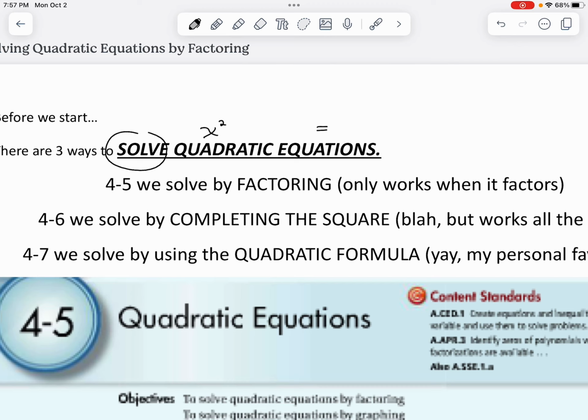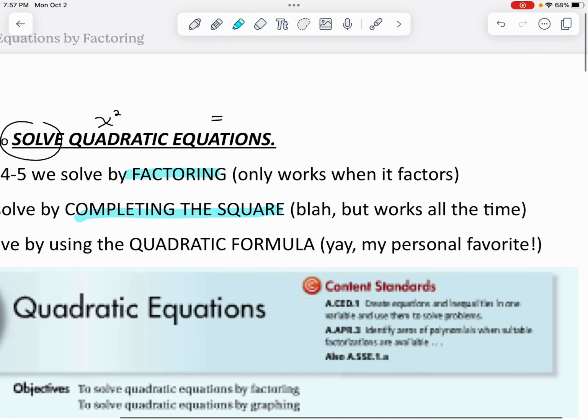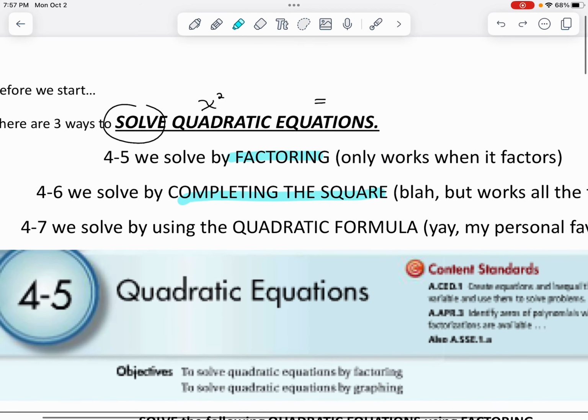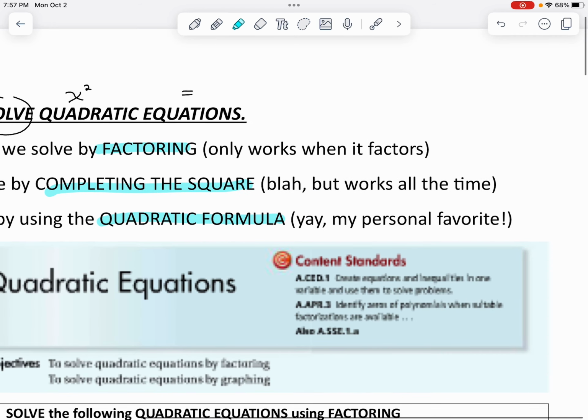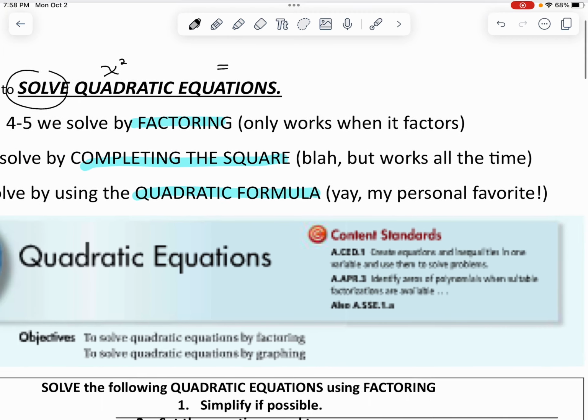There are 3 ways to solve quadratics. You can solve quadratics by factoring, and that's today's lesson. You can also solve quadratics by completing the square. By the way, factoring only works when it factors. And then in 4-7, we're going to use the quadratic formula, which is by far my favorite because it works all the time and it's just a simple formula to plug in, as long as they can reduce square roots.